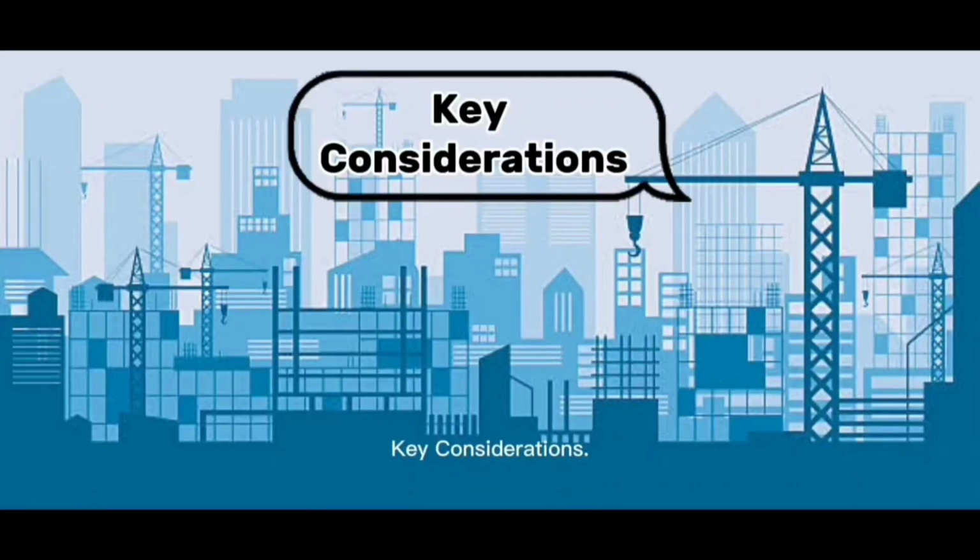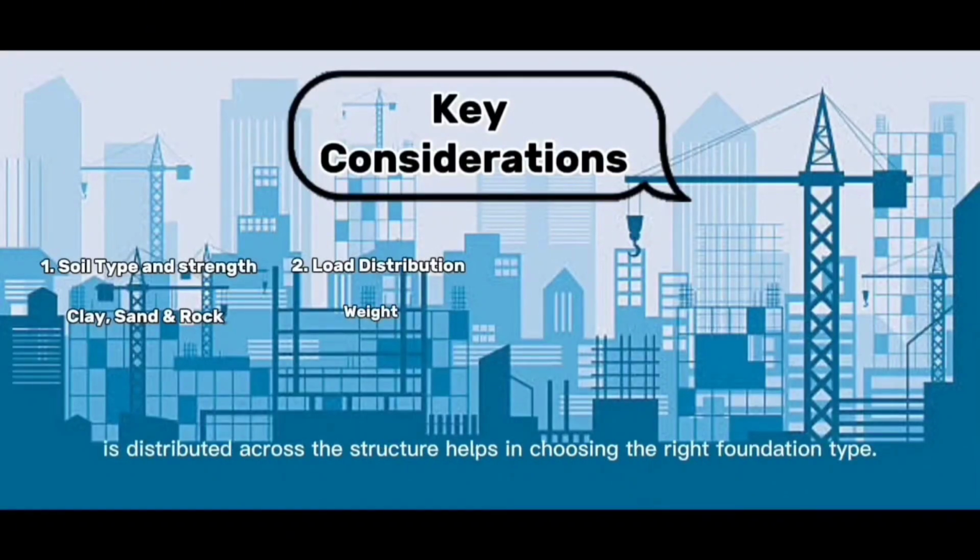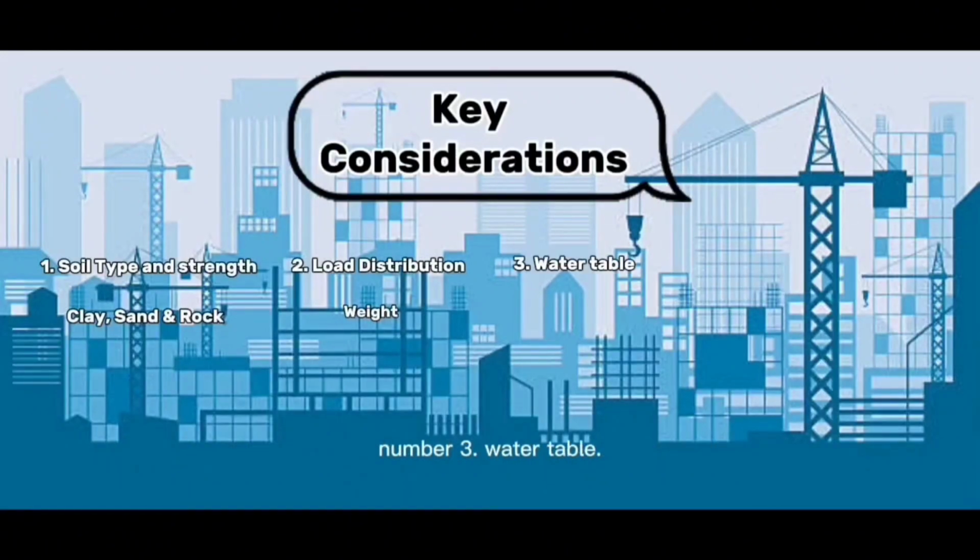Key considerations. Number 1. Soil type and strength. The type of soil at the construction site influences the type of footing and foundation needed. Examples are clay, sand and rock. Number 2. Load distribution. Understanding how the weight of the building is distributed across the structure helps in choosing the right foundation type.